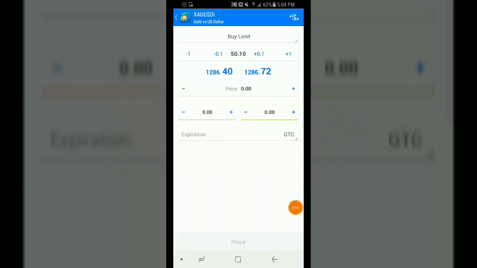And you don't want to set it too low because it may come down, not fill your buy limit, and take off. So you want to be wise. You don't want to be too greedy and squeeze it for everything it's worth.